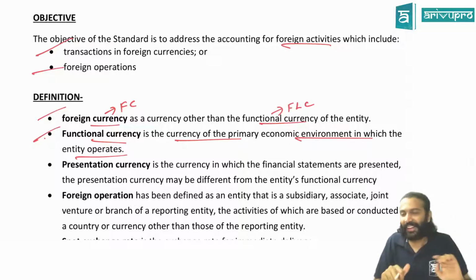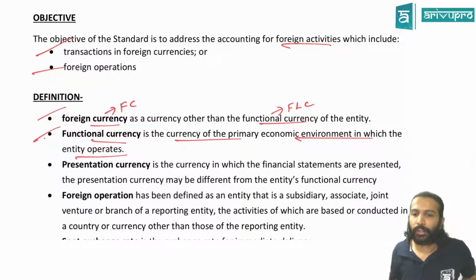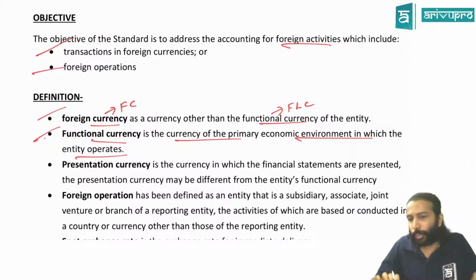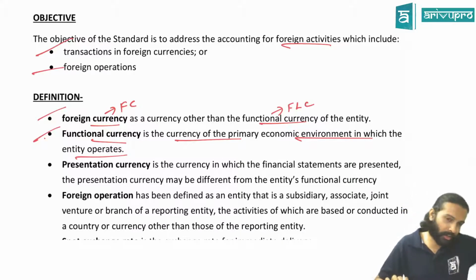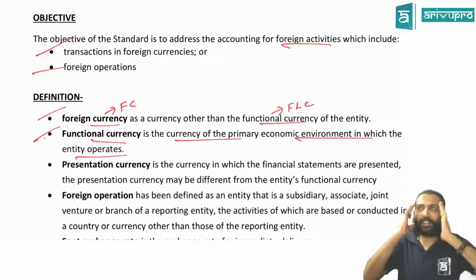Okay. Unfortunately, the standard doesn't agree with you. First point, let me make it very clear: just because you are in India does not mean your functional currency is rupees. Take that out of your head first. I think in AS 11 you always had that one thing in mind, correct? INR is my local currency.